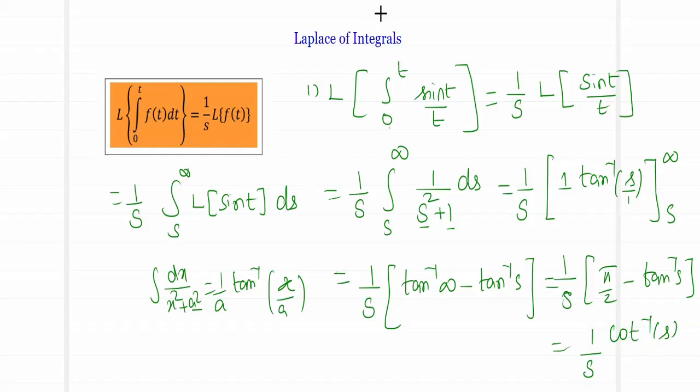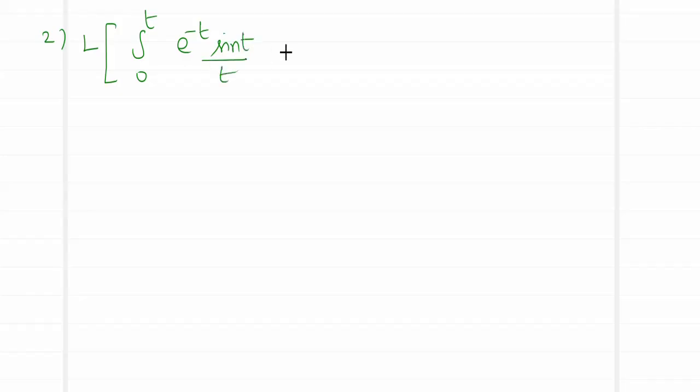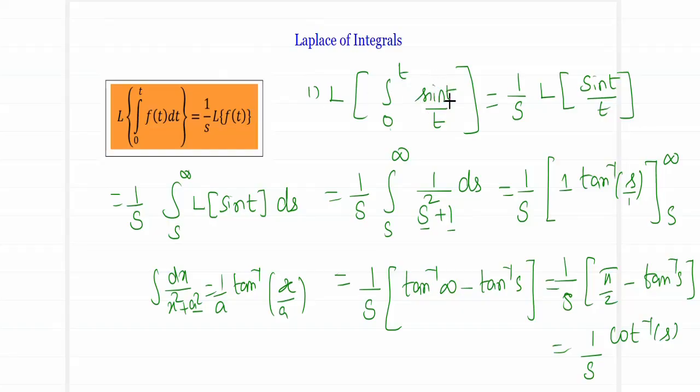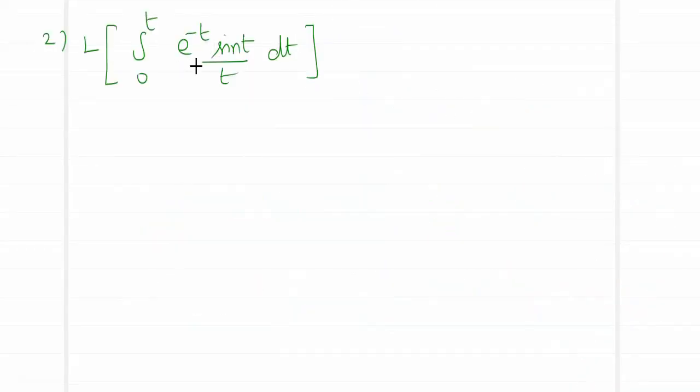Can we apply it to one more problem and see? Come on. Problem number 2. Let us find the Laplace of integral from 0 to t. We will try to increase the complexity of the problem by combining one more function, e power minus t sin t by t dt. In the previous problem, there was only sin t by t. But now there is one more quantity called e power minus t. What does e power minus t do? It shifts the operator from s to s plus a units.